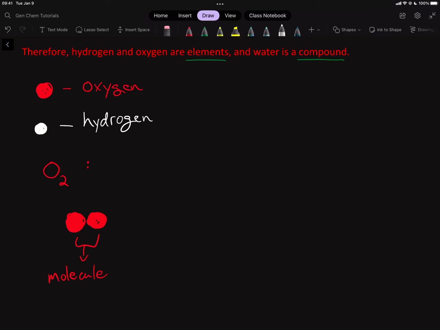We can do a similar representation for hydrogen, which also exists in its elemental state as diatomic. So we would have two hydrogen atoms joined together via a chemical bond, something like that. And again, we've thus formed one molecule of the element hydrogen.